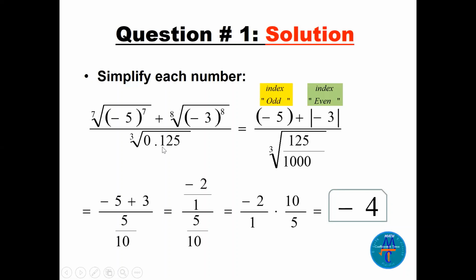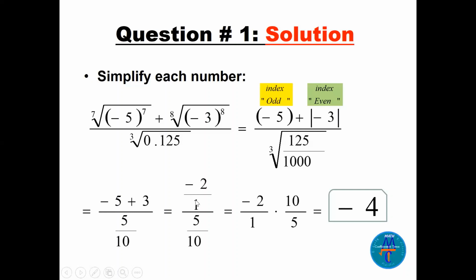Now look at 0.125. It's 125 divided by 1,000 because there are 3 places after the decimal point. So this is a cube root of 125 divided by 1,000. That's easy because 125 is 5 cubed. 1,000 is 10 cubed. So this is 5 over 10. So minus 5 here plus 3 is minus 2 over 1. So this is minus 2 over 1.